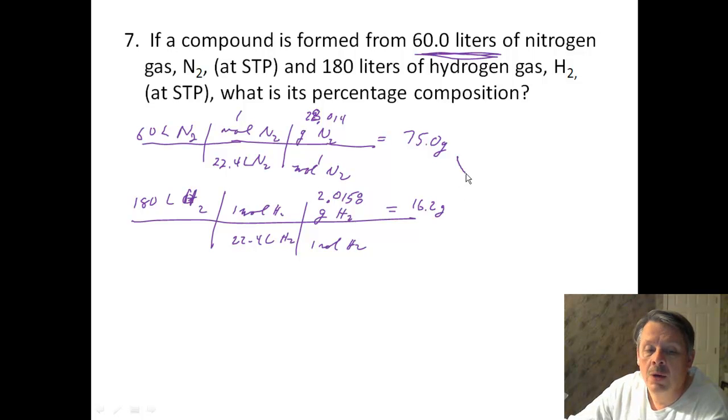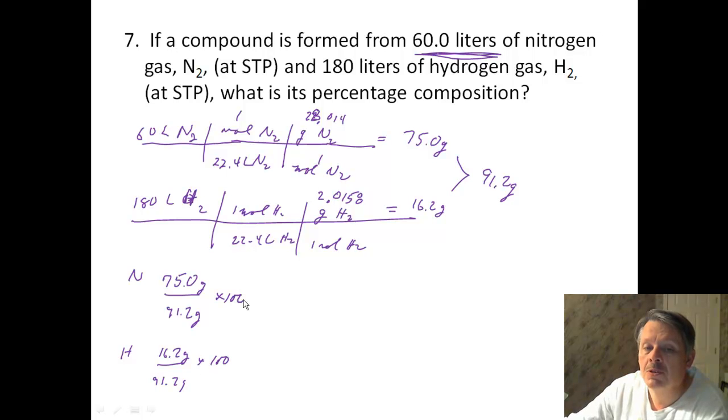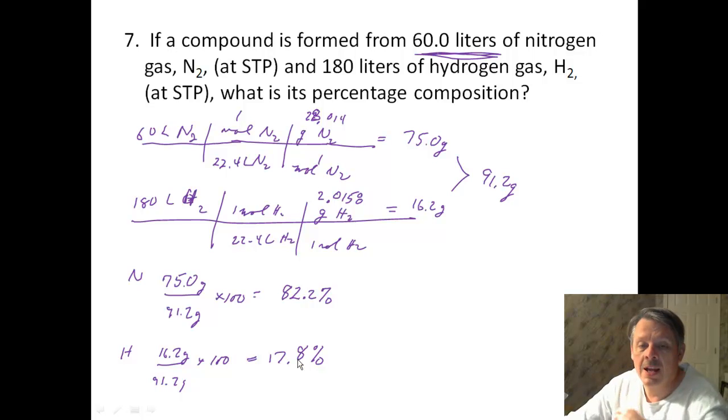Aha! Now what I have to do is add these two things together, and that will give me 91.2 grams total. So now I can do my percent composition, which for nitrogen is going to be 75.0 grams divided by 91.2 grams. And for hydrogen, it's going to be 16.2 grams divided by 91.2 grams. Multiply each one by 100 because we like percentages to be numbers greater than 1. When I do that, I come up with 82.2%, and down here I get 17.8%. And they add up to, guess what? 100%.